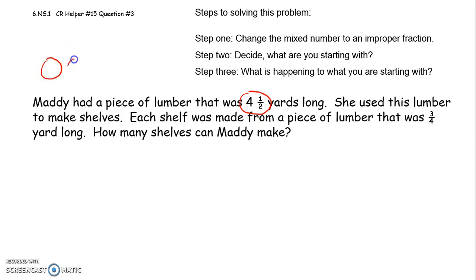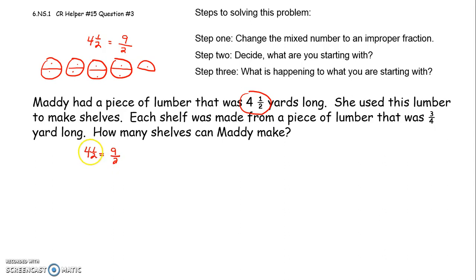We have 1, 2, 3, 4 whole circles and half of another circle. The big question is, how many halves are we actually working with? So I just split my 4 whole circles into halves. So I have 1, 2, 3, 4, 5, 6, 7, 8, and one more is 9 halves. So 4.5 is the same as 9 halves.